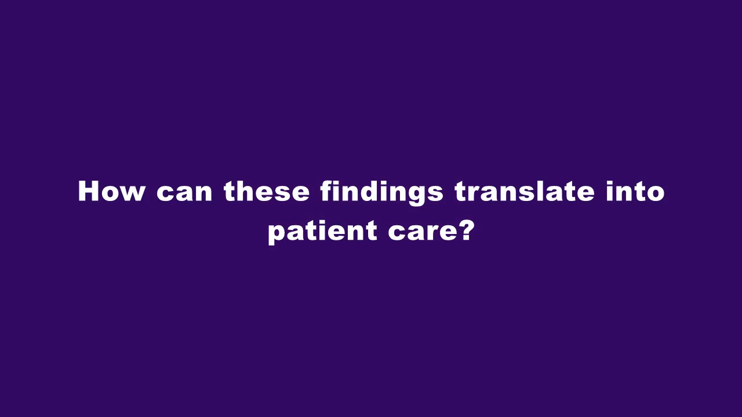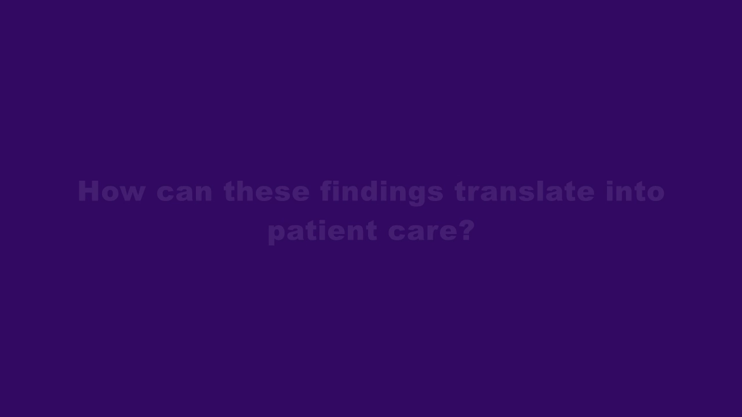One of the very important aspects about the pleiotropy analysis is that not only are these SNPs that we identify significant in AMD and significant in Alzheimer's disease, but they're actually more statistically significant when looking at the two diseases together. How can these findings translate into patient care?